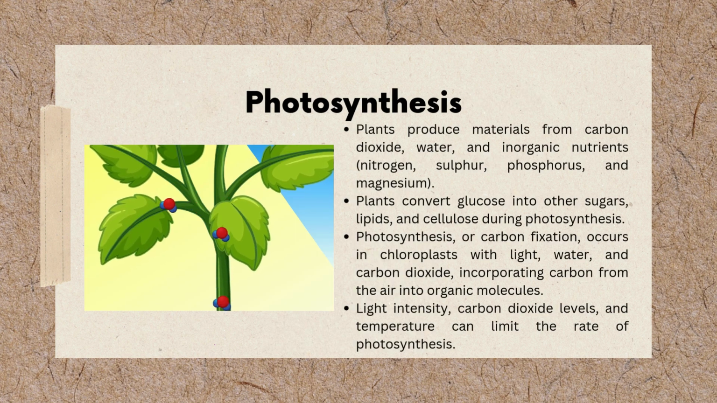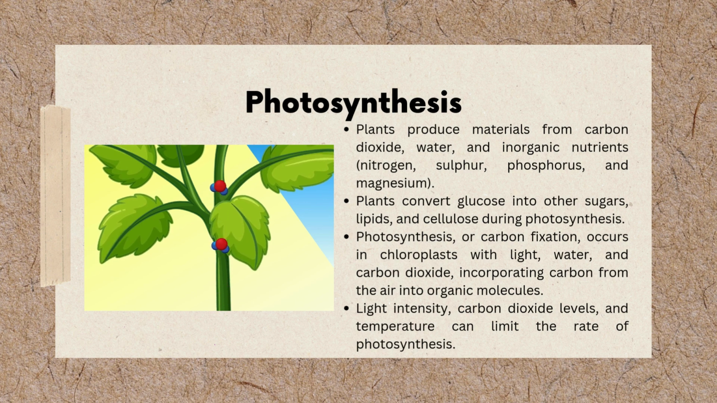Plants require fewer types of nutrients compared to animals. They can produce all the materials they need from carbon dioxide, water, and inorganic nutrients. Essential inorganic nutrients include elements such as nitrogen, sulfur, phosphorus, and magnesium. During photosynthesis, plants convert glucose into other sugars, lipids, and cellulose.